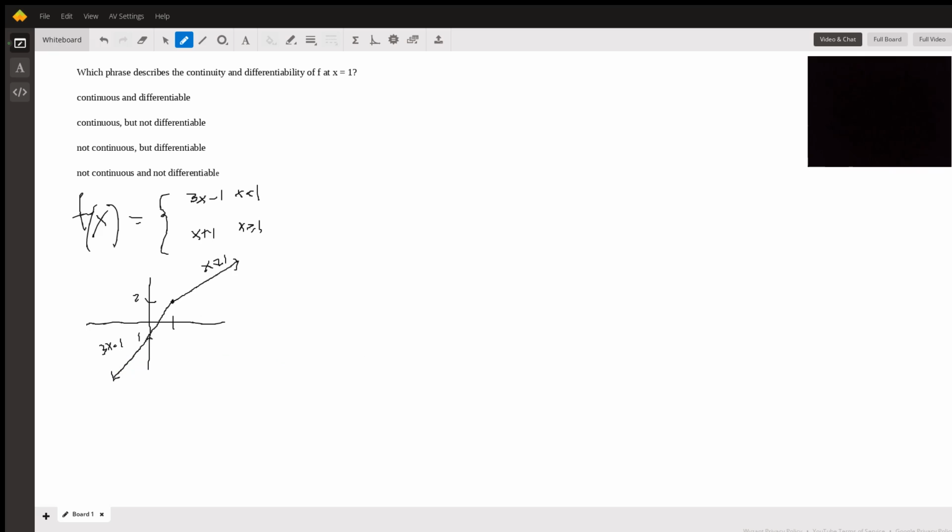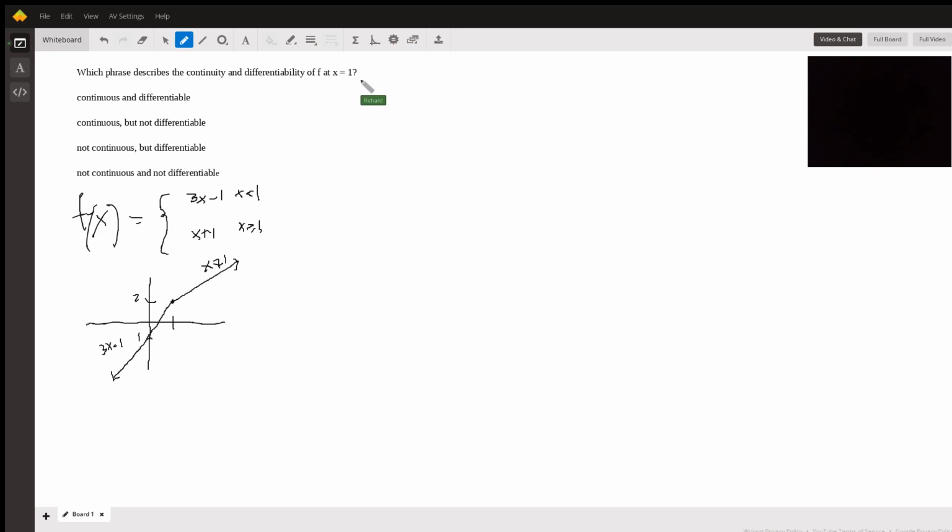Okay, so for continuity, there's an intuitive way to do this first, which I think is important. And then we have a formal math way of proving that a function is continuous. The simple, intuitive way is to just ask yourself, can I draw a graph of this without my pencil leaving the paper? And the answer here is yes. So you should suspect that this is continuous.